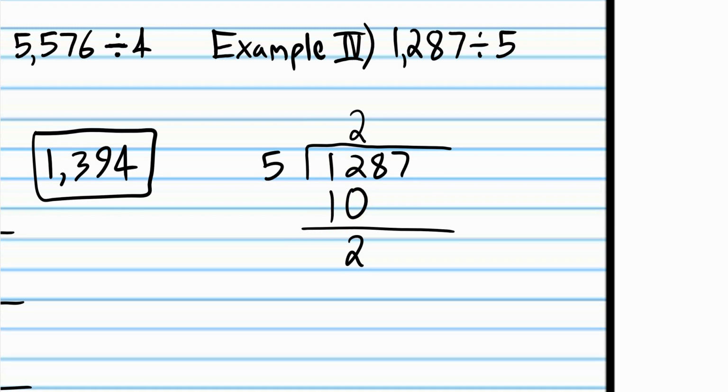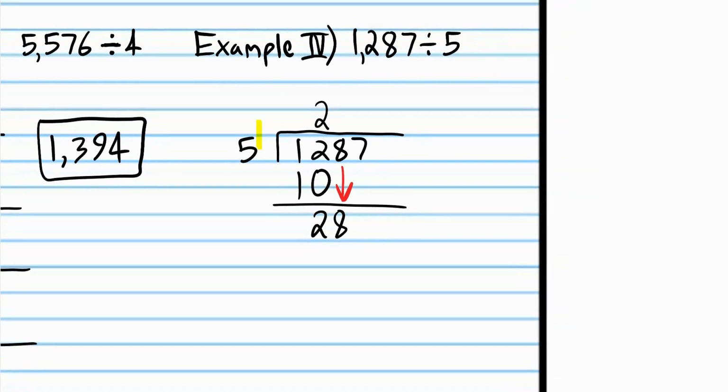Then we have more numbers to bring down. So I'm going to bring down the 8. And we'll start the entire process over again. How many times does 5 go into 28? It goes 5 times. That's step number 1. Step number 2, multiply 5 and 5. You get 25. Step number 3, subtract these numbers. 28 minus 25 is 3.